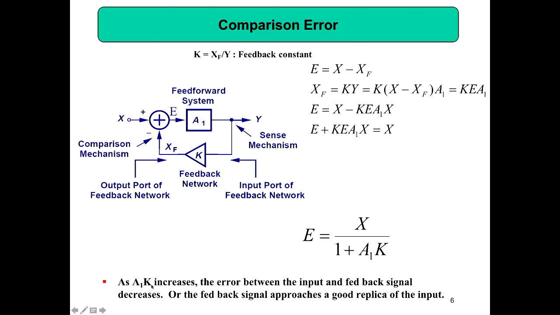So as A1K increases, error between the input and feedback signal decreases. Because when A1K is very, very large, your open loop gain, if it is infinity, what will happen? E equal to x by infinity, which is equal to 0, so your x equal to xf. Means your feedback signal is exact replica of your input signal, so that the error also will follow the same trend. Means when you minus two signals, if both are not in the same shape, what will happen?